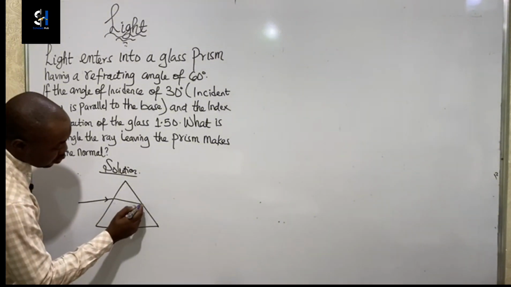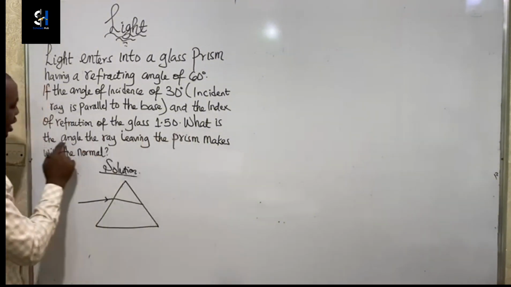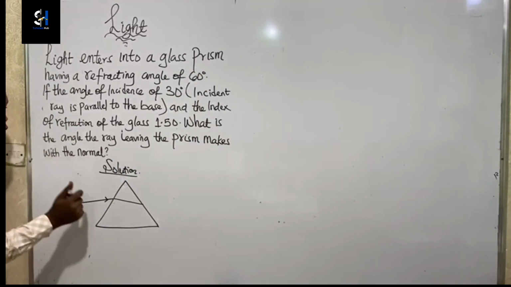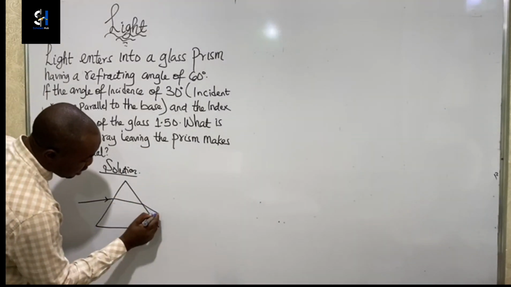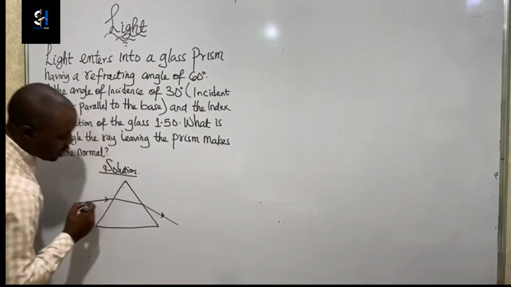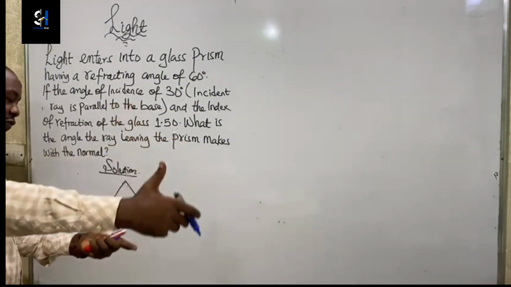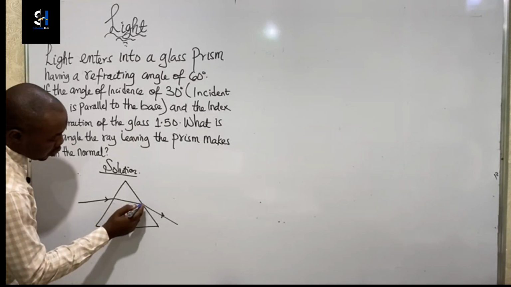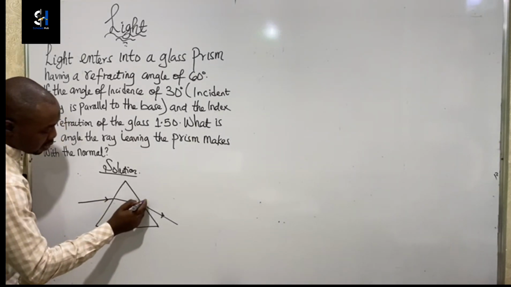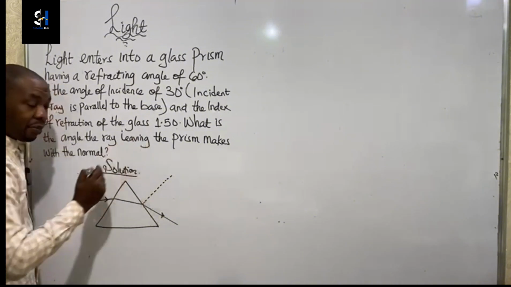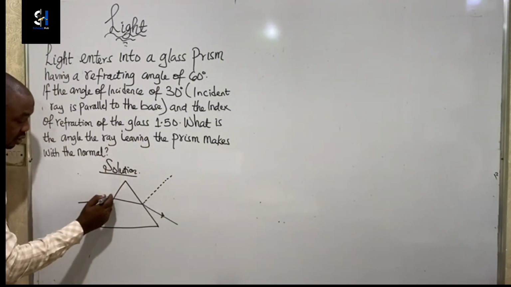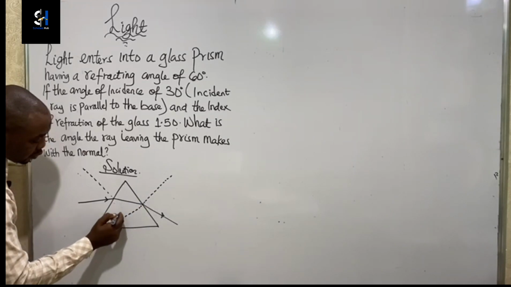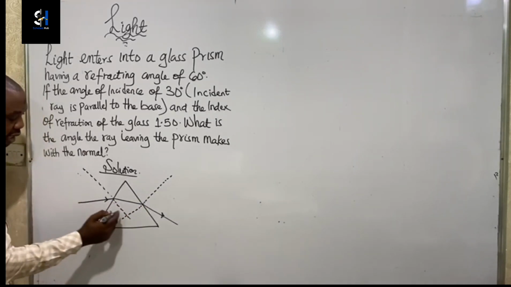What is the angle the ray leaving the prism makes with the normal? Which means the ray that leaves the prism on the second face of the prism, what angle does it make with the normal ray? Let's use this apparent ray to represent the normal ray. Now we have another apparent ray here. These two apparent rays will intersect at a point.